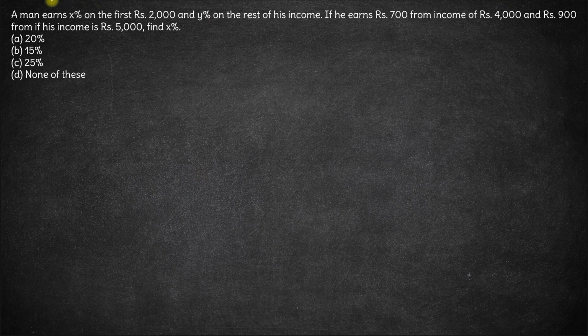Hi, in this question we have a man earns X percent on the first 2000 rupees and Y percent on the rest of his income. If he earns 700 for an income of 4000 and 900 for his income if his income is 5000, find X percent. So the earnings is 700 when the total income is 4000. That means for the first 2000 he will earn X percent, so X percent of 2000 plus out of 4000 first 2000 is gone, so the remaining amount is 2000.